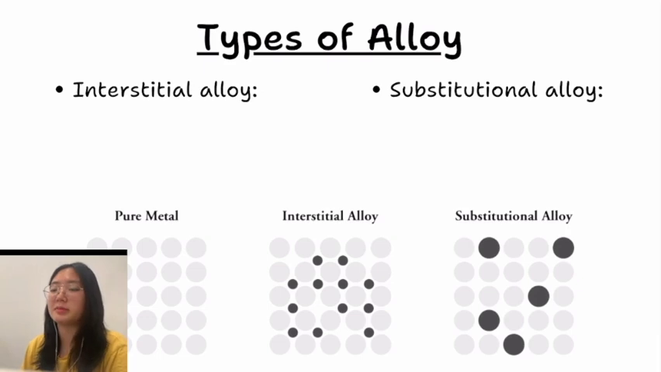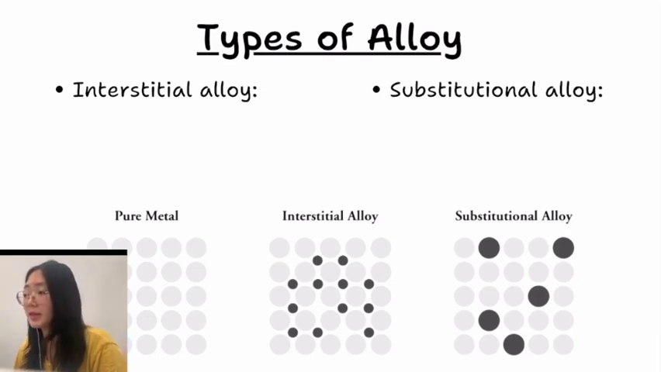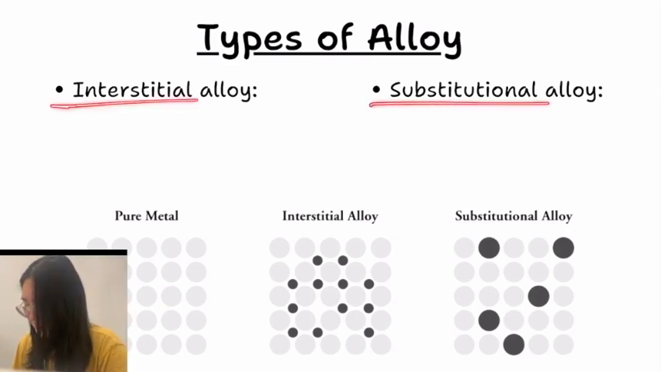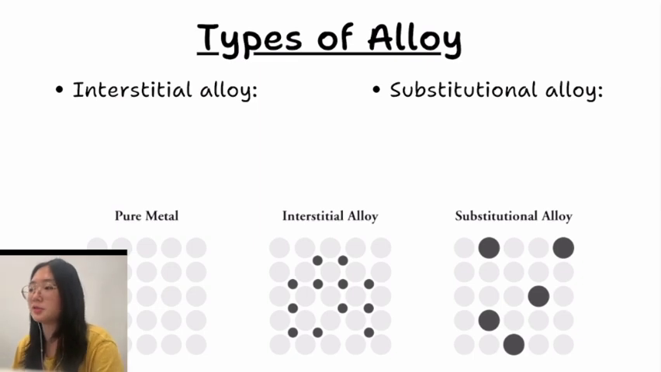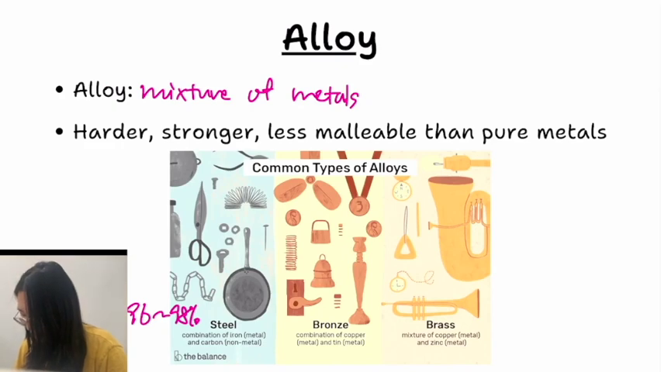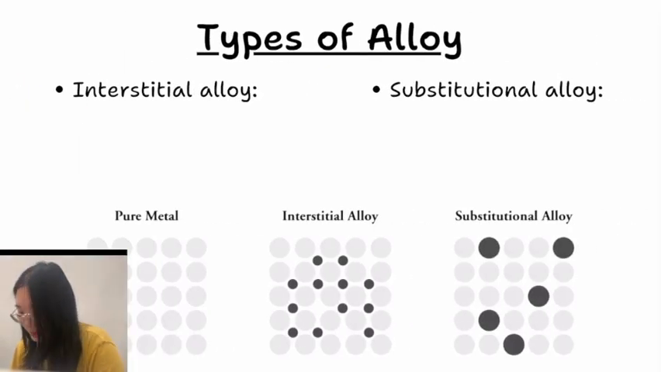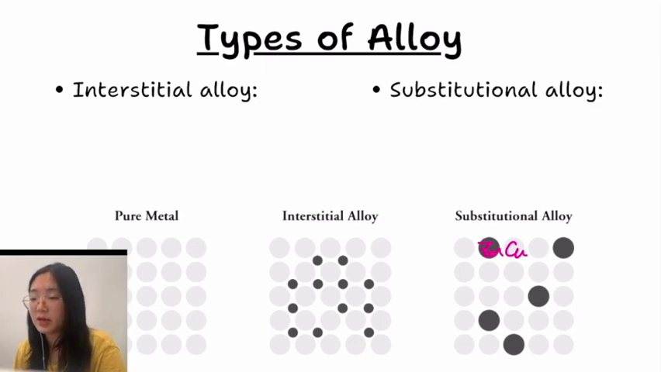And there are two types of alloy depending on the size of the substance in a mixture. One is interstitial alloy, the other one is substitutional alloy. I'm going to talk about substitutional alloy first. So brass or bronze are usually substitutional alloys. So zinc and copper have about the same size. So when you mix a little bit of zinc in copper, the zinc will just replace the copper cations because of the similar size. It just takes the place of the copper.